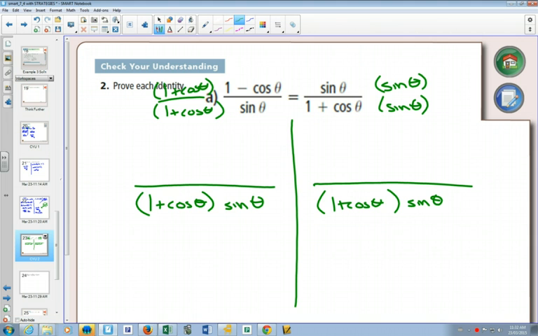Now, on the right-hand side here, sine times sine, that becomes sine squared. And on the left-hand side, I'm going to have 1 plus cos times 1 minus cos. Now, those are binomials that are conjugates, because the only thing difference is the plus and the minus sign. So you might recognize the top as a difference of squares. If you want, you can FOIL it out, but your outside and inside are going to cancel out. And when you do that, you're going to get 1 minus cos squared theta.